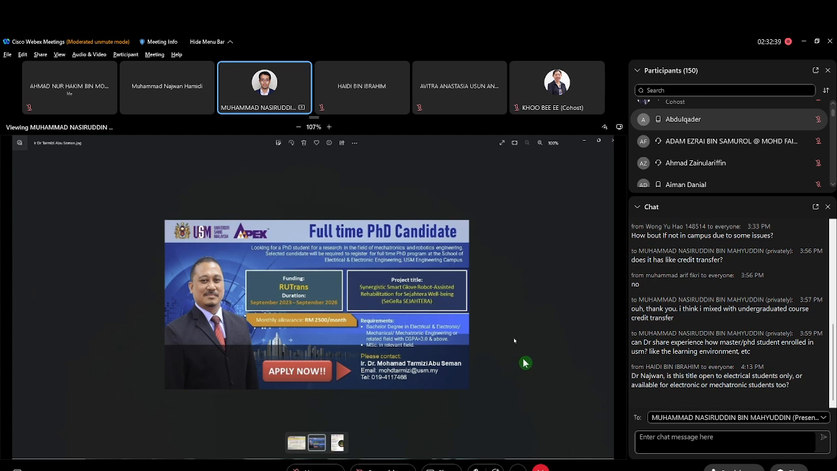Next one is by Dr. Muhammad Tarmizi. He's looking for a PhD student focusing on the smart glove for post-stroke rehab, and there will be an allowance paid of 2,500 per month. This is actually a project of which he is a member of a program.